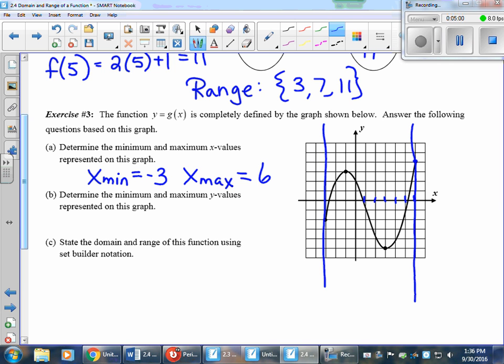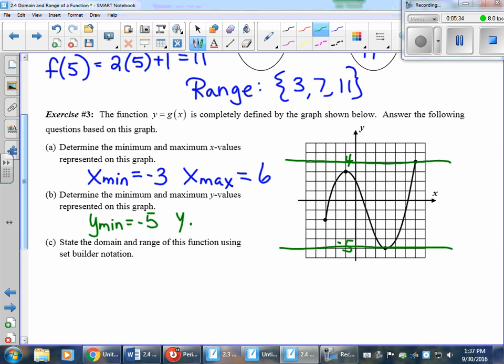Determine the minimum and maximum y values represented by this graph. This time you're just going to consider the y's. So be careful. Let me erase this so it's easier to see. This is the highest and this is the lowest. So 1, 2, 3, 4. The highest occurs at 4, and the lowest occurs at negative 5. So y min equals negative 5, and y max is positive 4.